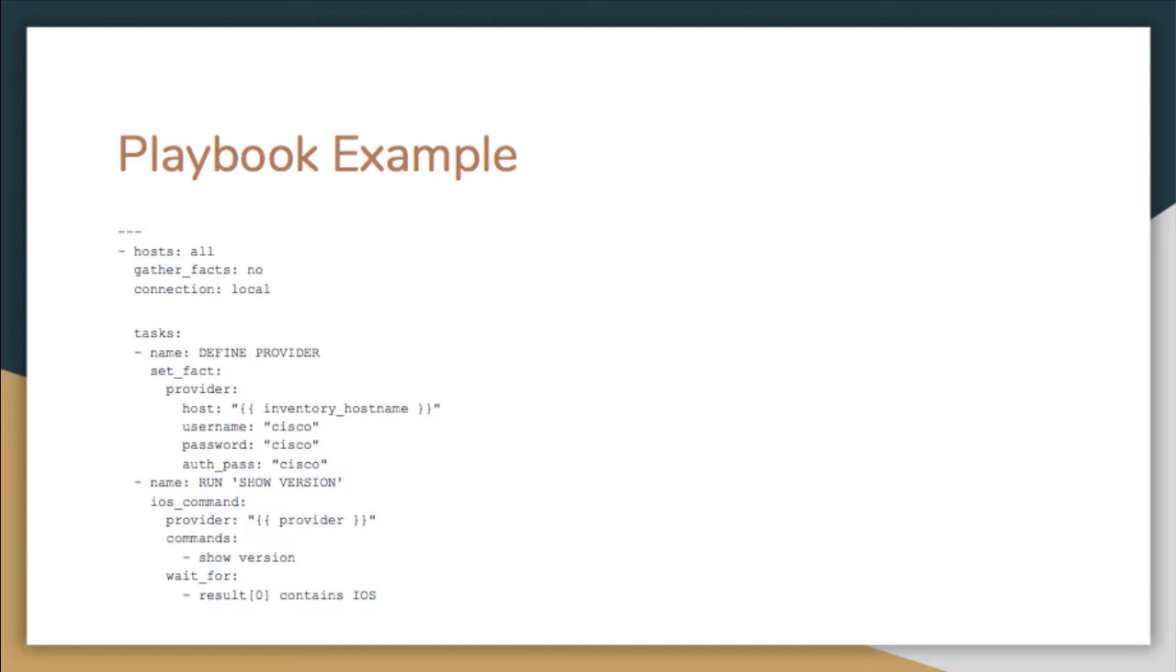And the connection is going to be local, which means that we actually want to make the connection to the iOS devices that we're acting upon from the local machine where we're running the playbook. We don't have some remote device that we're proxying through or a jump box set up. We're just running it from the local device. Then we get down into our tasks, and that's where we put in those modules that we discussed earlier. The first thing we want to do is set that provider fact so that we know the credentials that we're going to use to log into these devices.